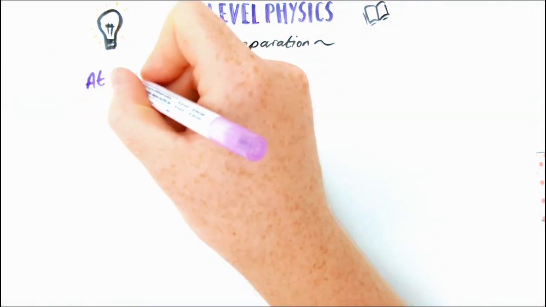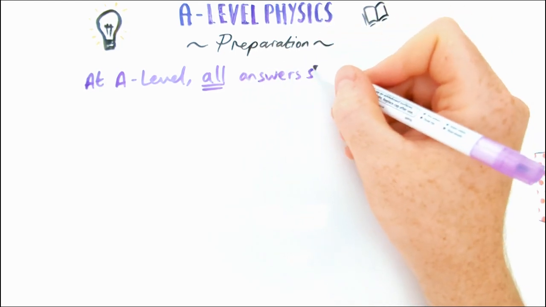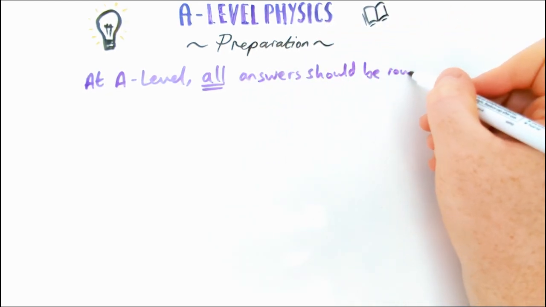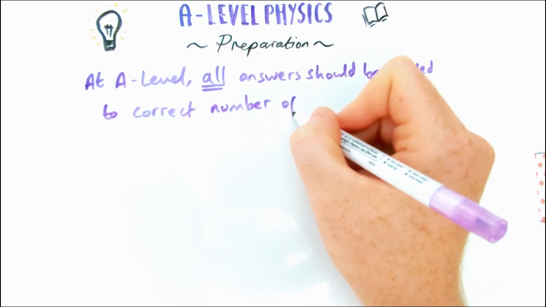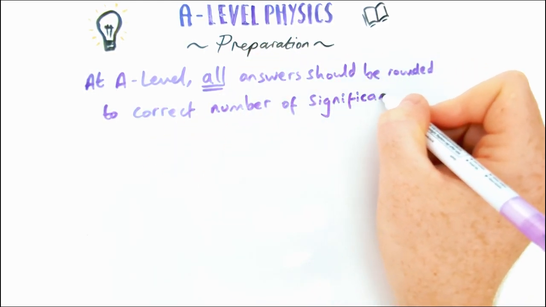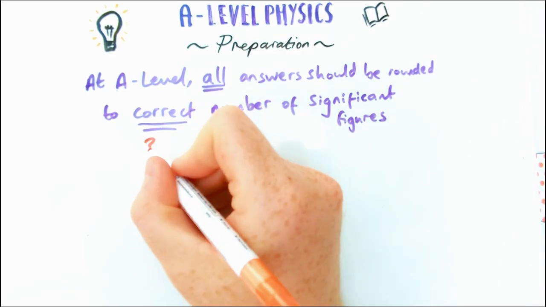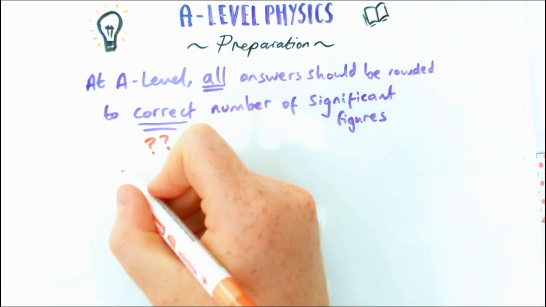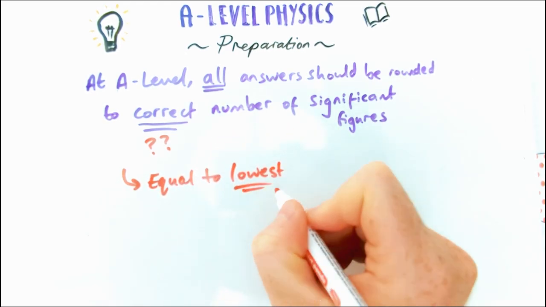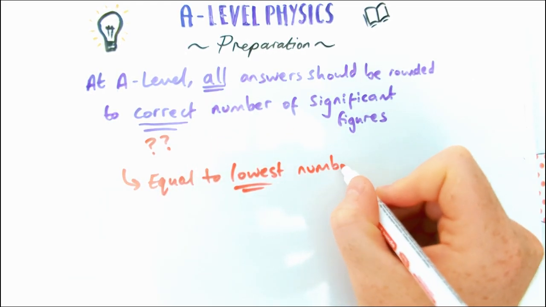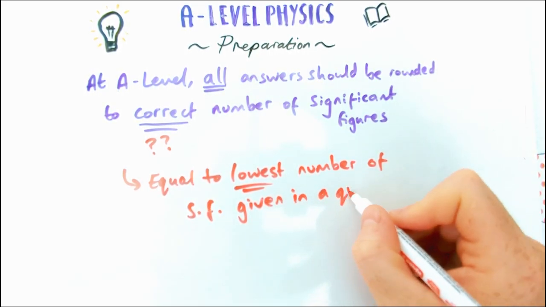Now, why is this all important? At GCSE, you will have been told how many significant figures to give an answer to, and it's usually a mark on each paper in physics. However, all your answers at A-level physics should be given to the correct number of significant figures, and you can be penalised for not doing that in a couple of points in the paper, but they won't tell you where. So just get used to doing it all the time, follow these rules, and you'll be fine. So how do you know what the correct number of significant figures is? Well, it is equal to the lowest number of significant figures given in a question.